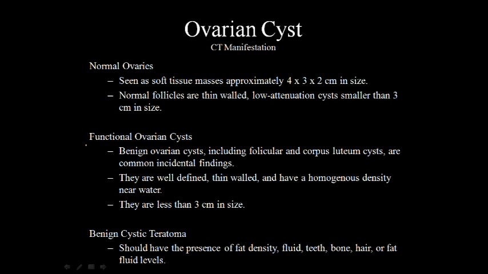So normal ovaries are going to be seen as soft tissue masses approximately 4 by 3 by 2 centimeters in size. So if you see something around this size, it's typically normal. Normal follicles are thin-walled, low attenuation cysts, smaller than 3 centimeters in size. So you need normal follicles to be smaller than 3.